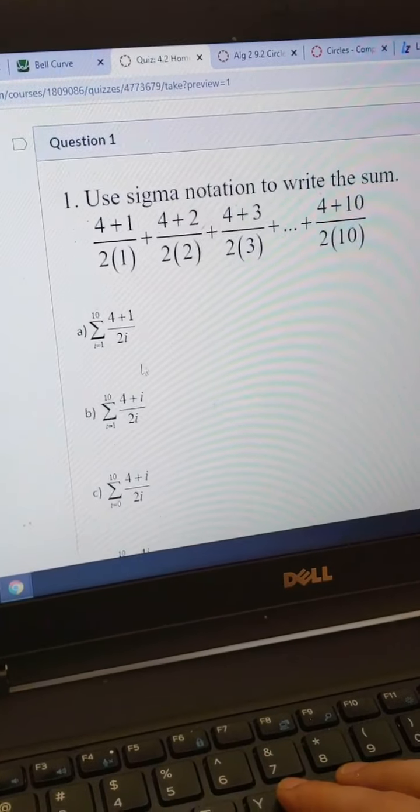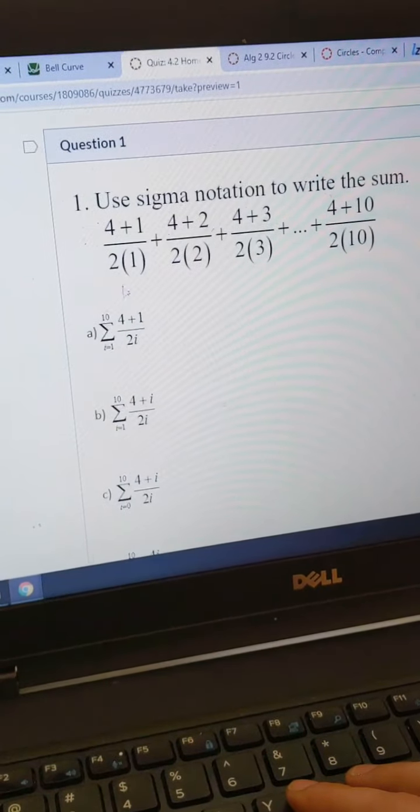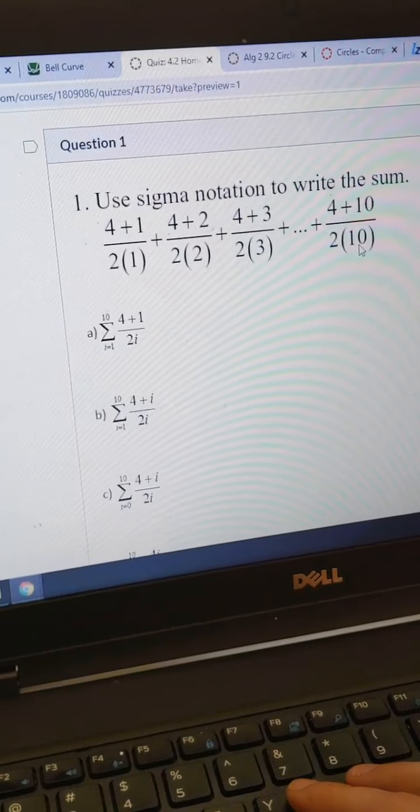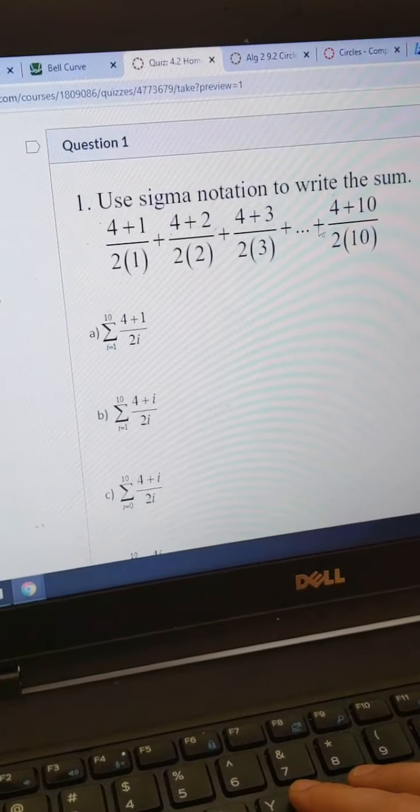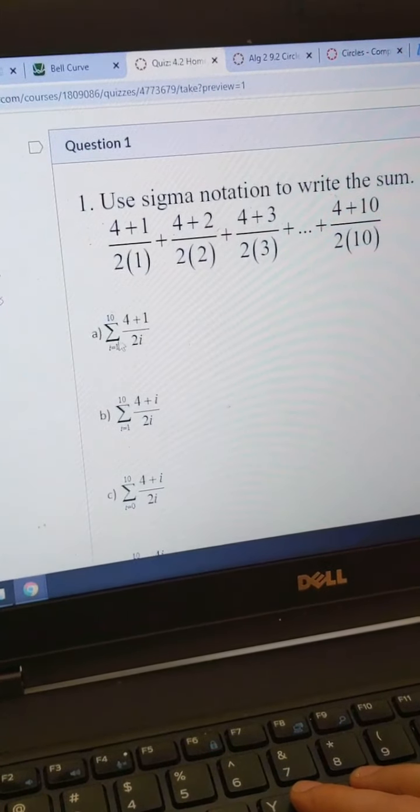And then we should notice that i starts with 1, so we start with 1, and the top number ends with 10. So we should find the equation that has an i on the top and bottom, starting with 1 at the bottom to 10 at the top.